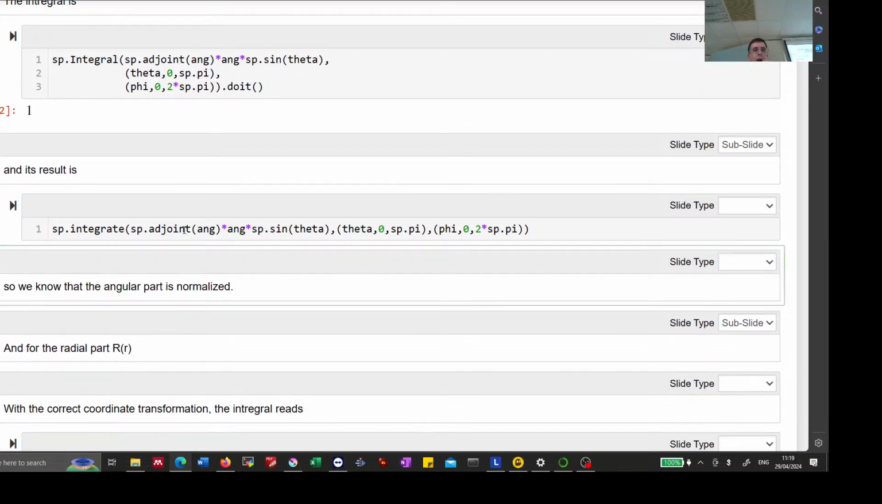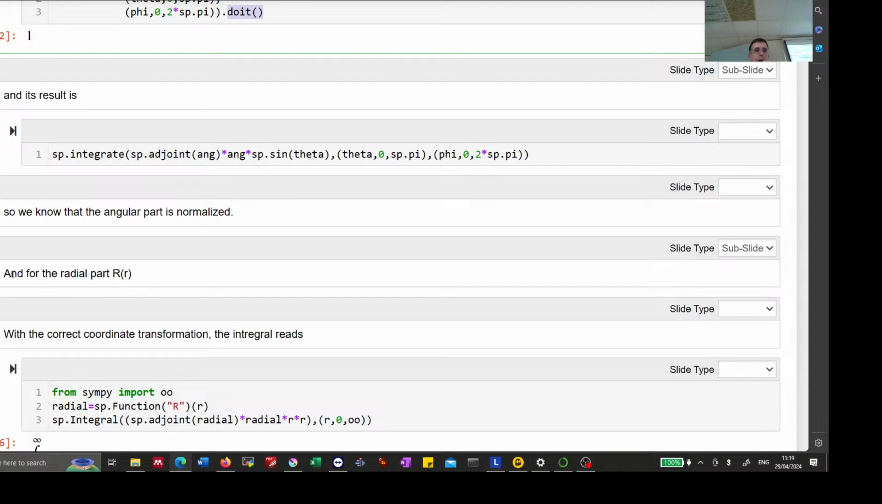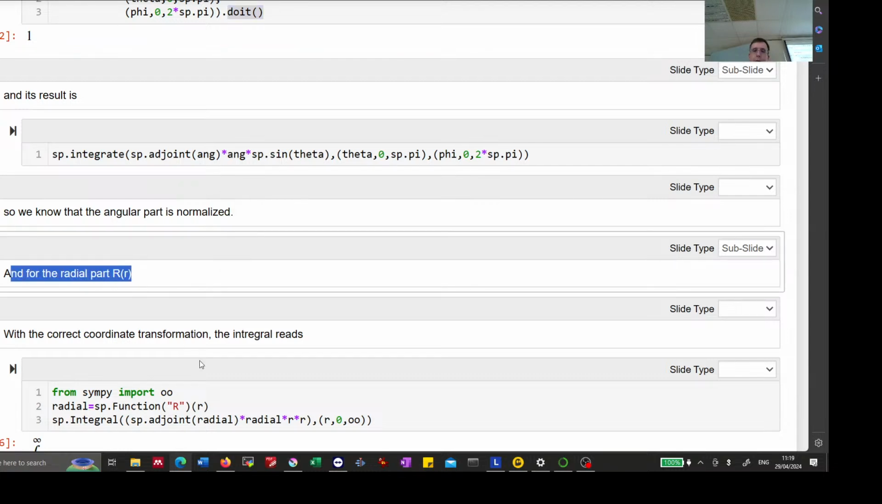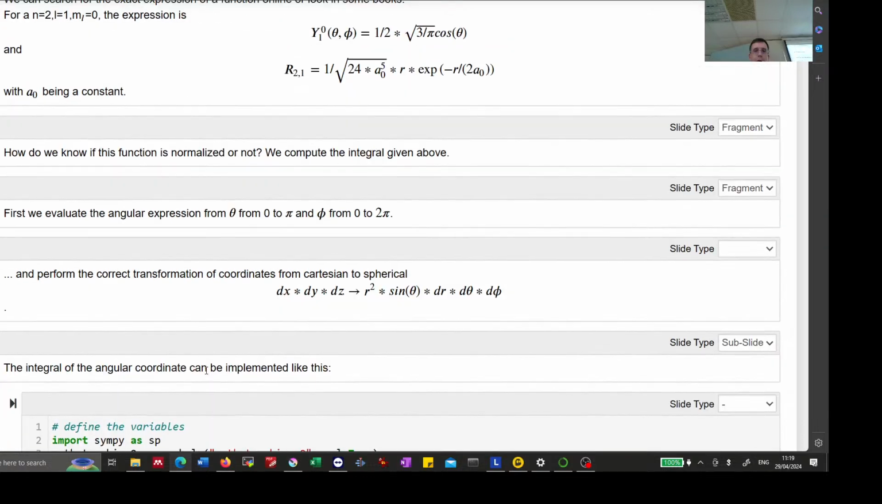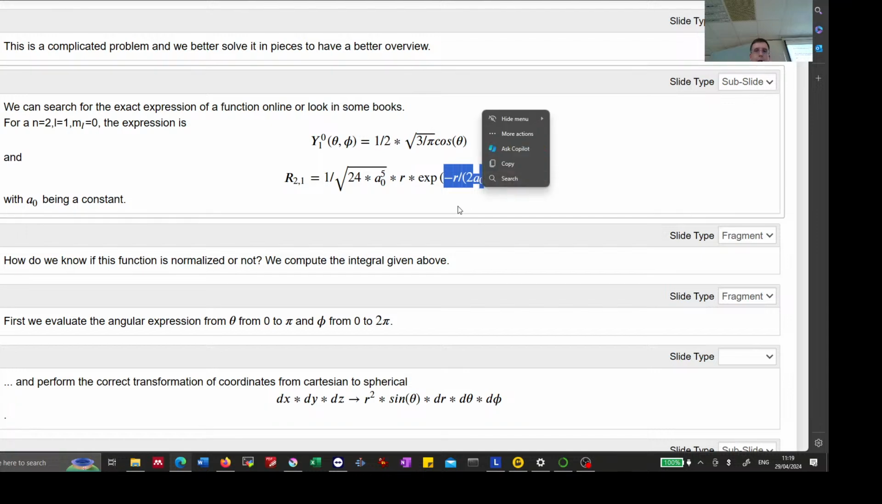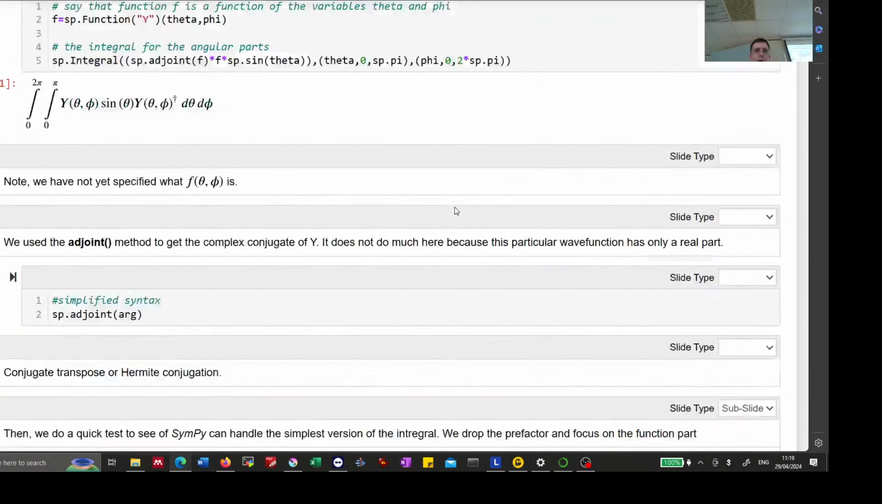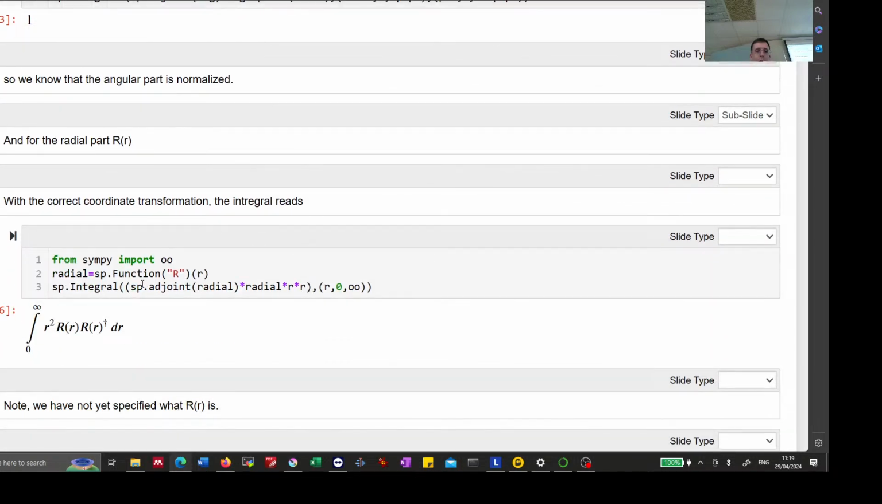There's also one line that uses the integrate method, not the integral, combined with doit, and it will also work. So now the radial part. The radial function is given above again. We scroll up. I think it was r times the exponential function of minus r, divided by a constant. So what we need to do now is define our radial part, plug it into the integration machinery, and see if it is 1 or not.